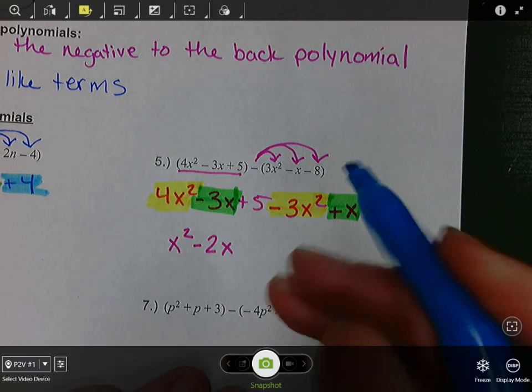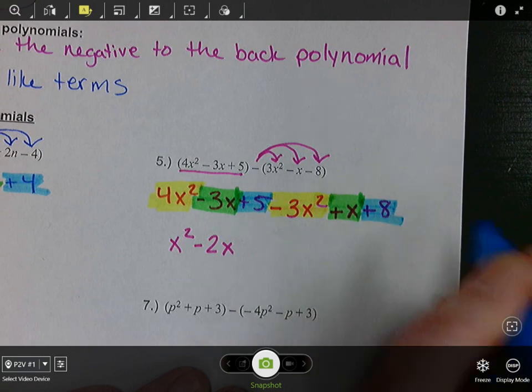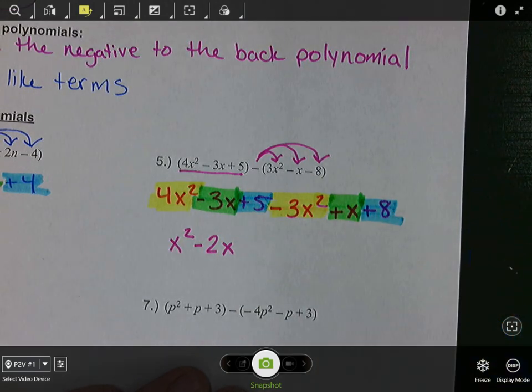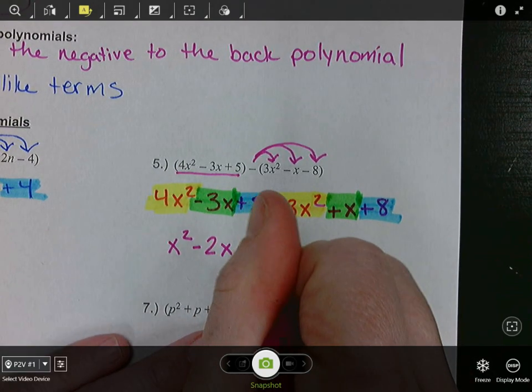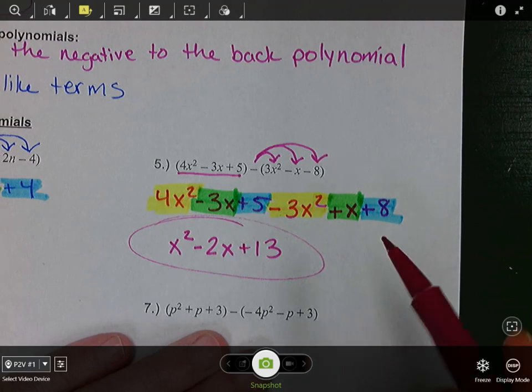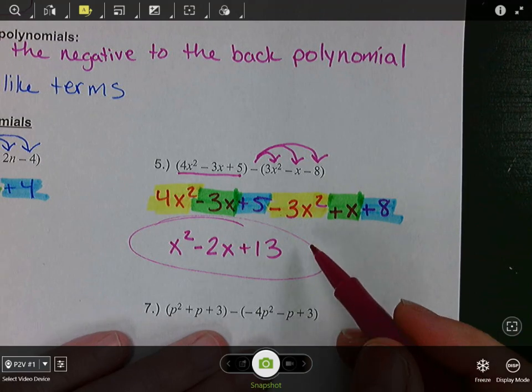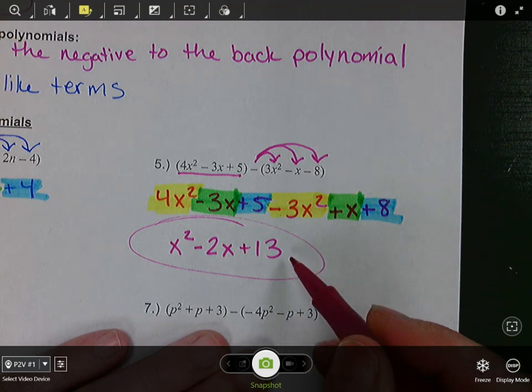And now you do your constants. Positive 5 and positive 8. What's positive 5 plus positive 8? 13. And there you go. Quick question. What type of polynomial would this be? It's a trinomial, and what would the degree be?